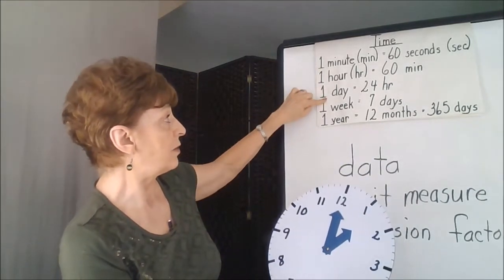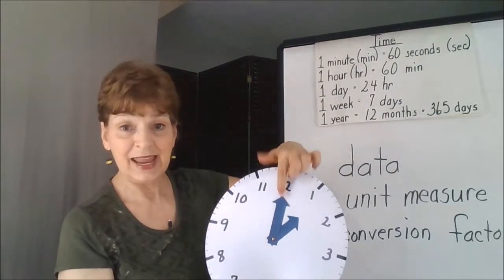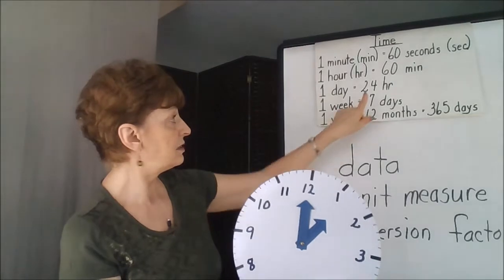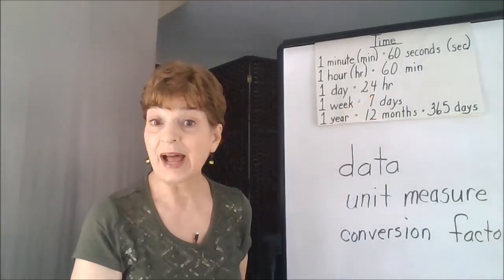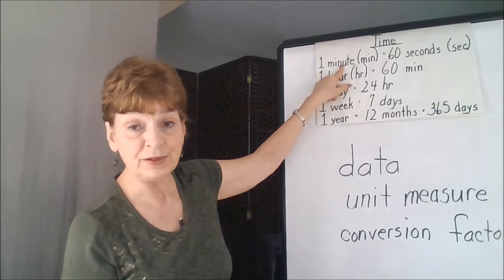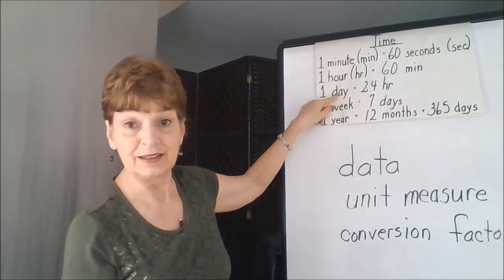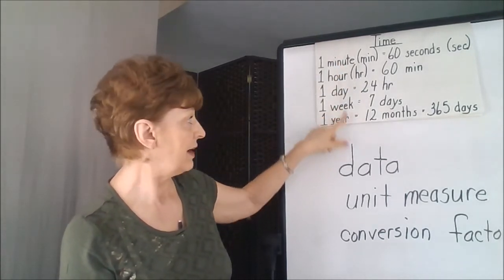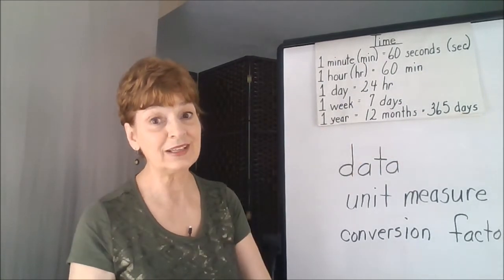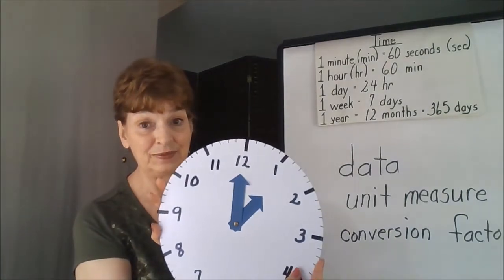And if we've got 1 day, this hand has to travel round and round and round the clock 24 times. So you now can understand that a minute is a different amount of time than a day. A week is even more, and a year, lots and lots of times around the clock to get a year.